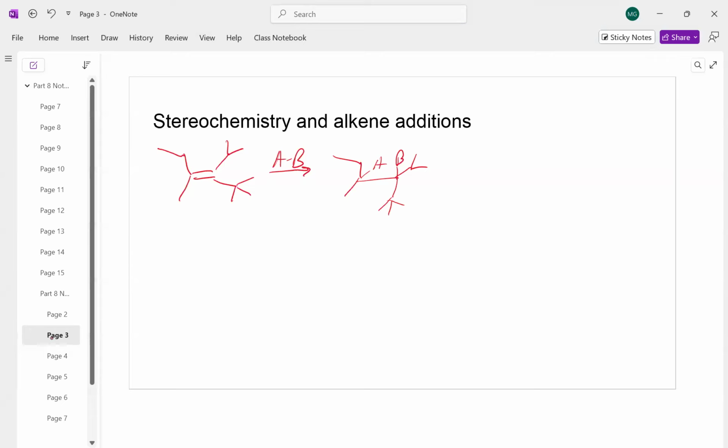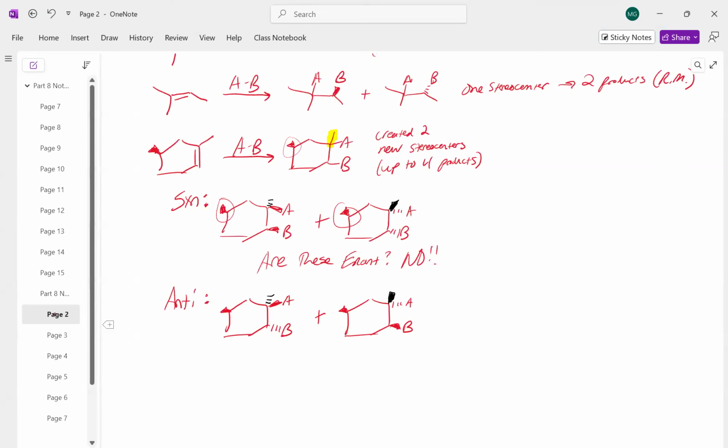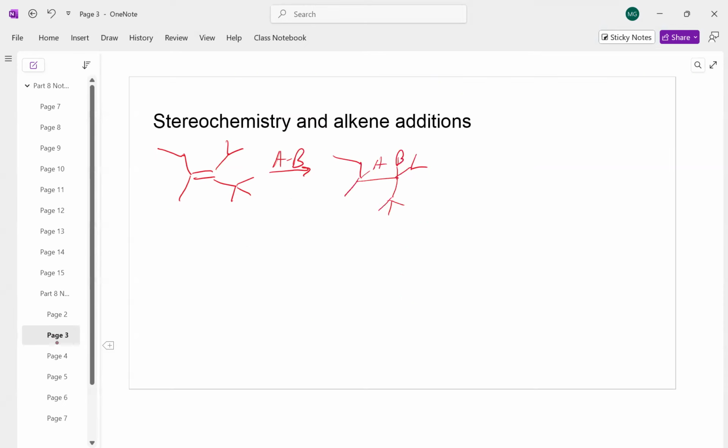But how do we represent something like this? It's easy on rings. How do we do it with straight chains? Because this last problem that we did was pretty simple, just to draw the dashes and wedges. But the problem that we run into, let's take this, for example, and look at what we do in a syn addition. So we're going to take this substrate here and do a syn addition. We're going to add both groups to the top. So the A and the B add like this.